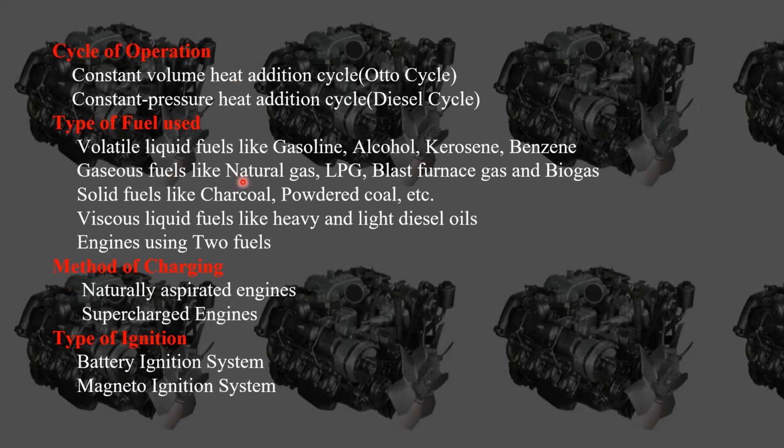Next, coming to the type of fuel used. There will be a wide variety of fuels, and we have to choose the fuel which is best suitable for my engine. For example, in SI engines we are going to use volatile liquid fuels. Keep in mind that in SI engines we use volatile liquid fuels. There may be purely gasoline, or there may be blends of gasoline with alcohol, kerosene, and benzene.